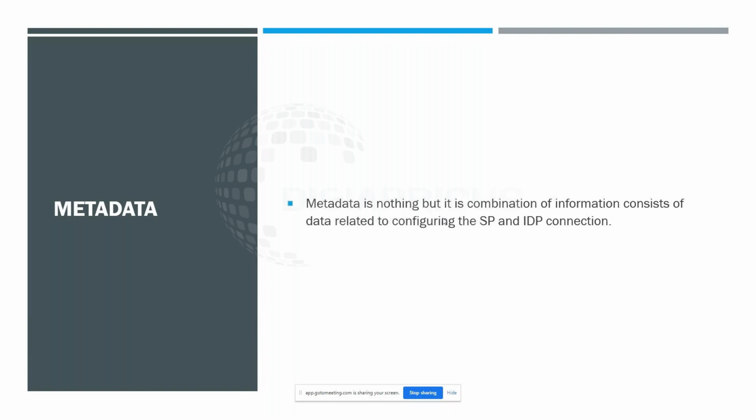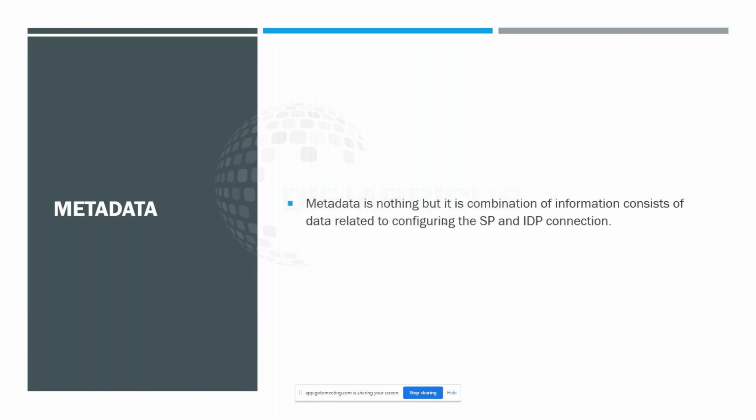Similarly, the service provider will also have one metadata, which is a collection of information. Basically the metadata is an XML-based format. In that XML document, it will have all the information about the service provider as well as the identity provider. The service provider metadata contains their service provider entity ID and the service provider ACS URL.